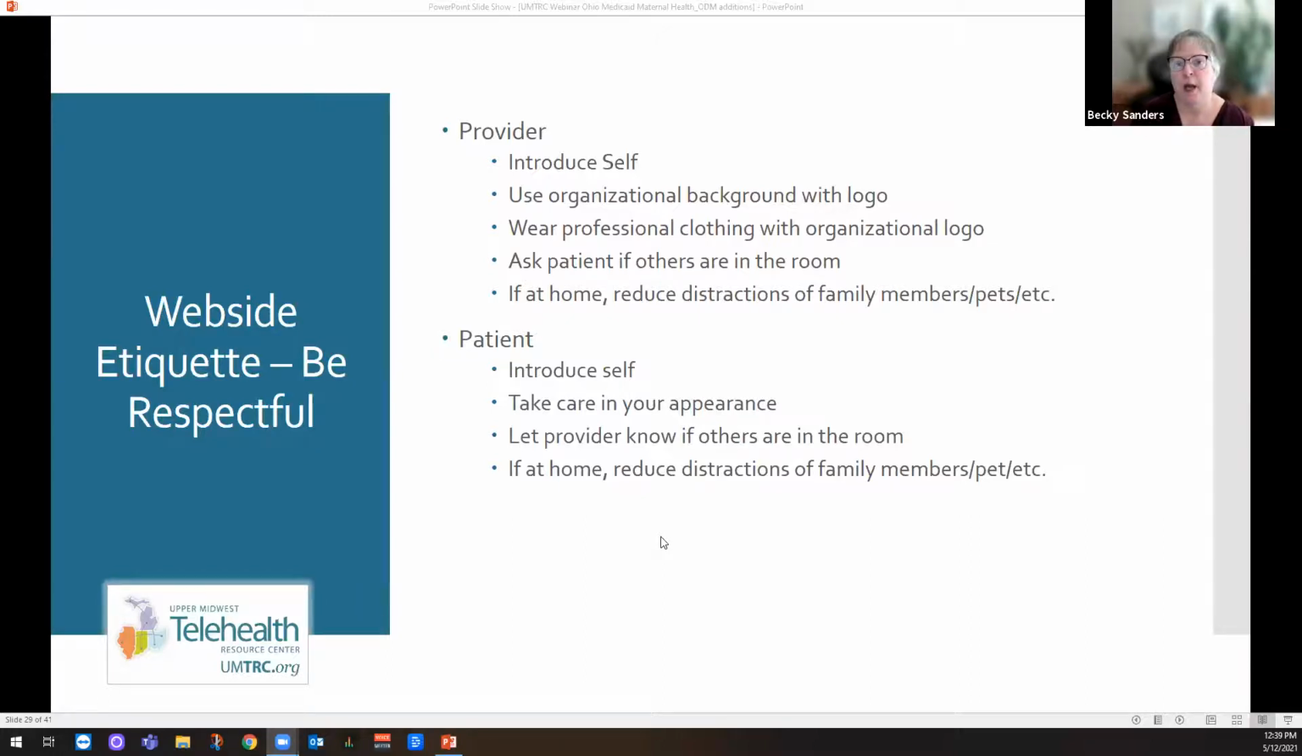I want to talk about what I call webside etiquette, instead of bedside etiquette, because it's becoming so much more common for providers and patients to meet over a video conferencing platform. Oftentimes you as a provider have been so busy you haven't really thought about it. Maybe the patient's never had a telehealth visit before. But these are some tips and tricks for you, things to think about.